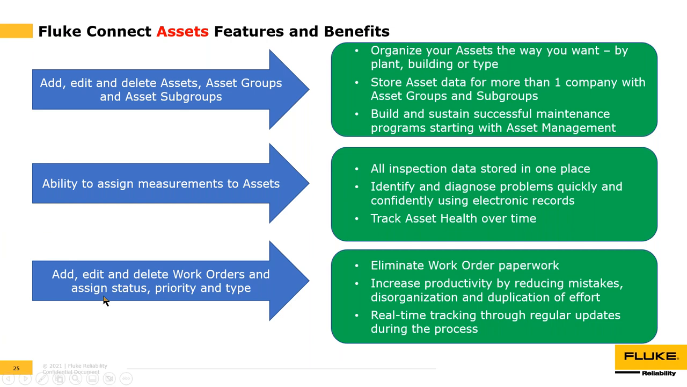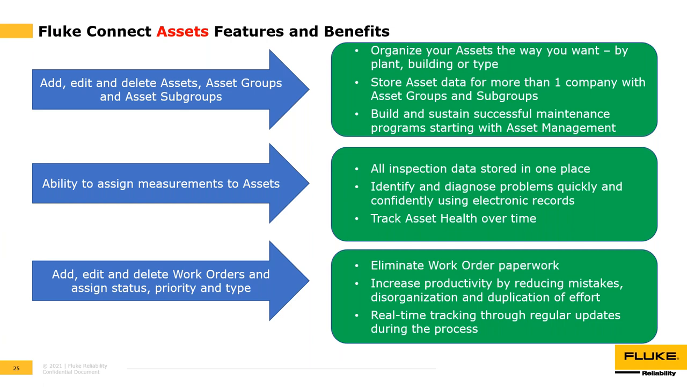The third feature is the ability to add, edit, and delete work orders. You can eliminate all of the paperwork and go completely digital. You can increase productivity by reducing mistakes and duplication of efforts. And you can get real-time tracking through regular updates during the process. See exactly when your technician arrives on site and starts work. See when they've completed the work order and marked it off as done or completed. You get that information as a manager or a team lead in the Fluke Connect asset tier of software.